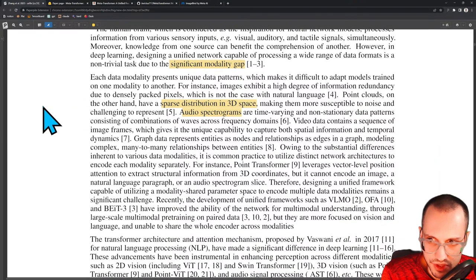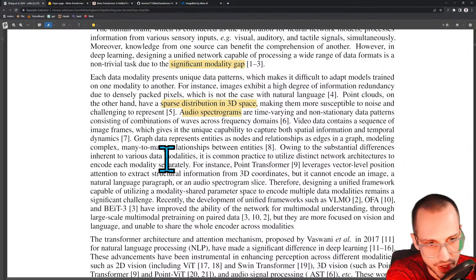Video data consists of a sequence of image frames, giving it the unique capability to capture both spatial information and temporal dynamics. Graph data represents entities as nodes and relationships as edges in a graph. Dude, IMO graph-based deep learning is kind of dead. But maybe that's just because I never really got involved in that.